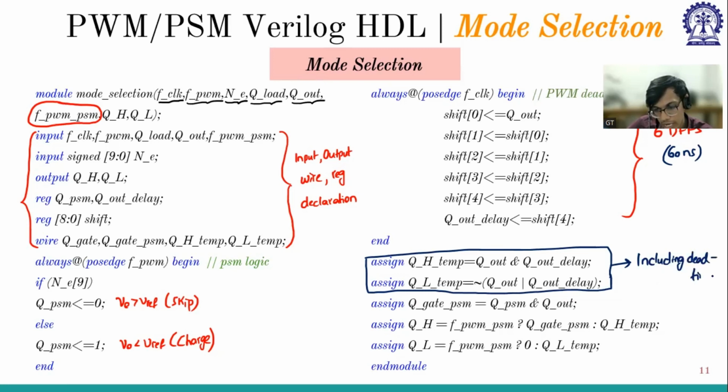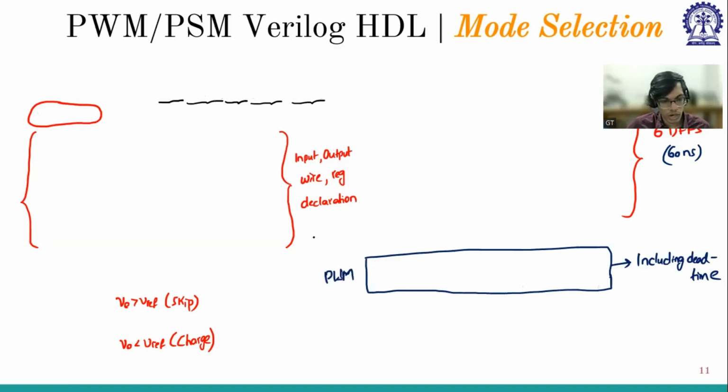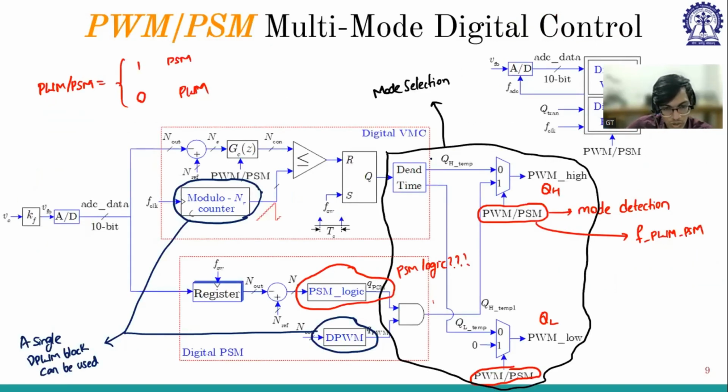Including dead time, what is the QH and QL? Again, this is for PWM operation. Now which block have we covered? We covered this block. The dead time block is covered, and the dead time outputs are QH temp as well as QL temp.